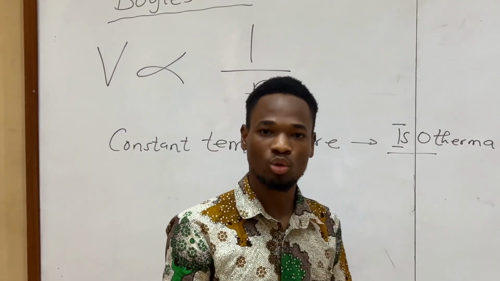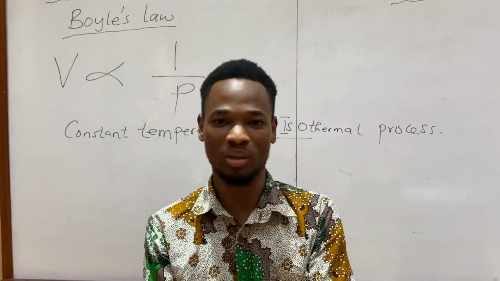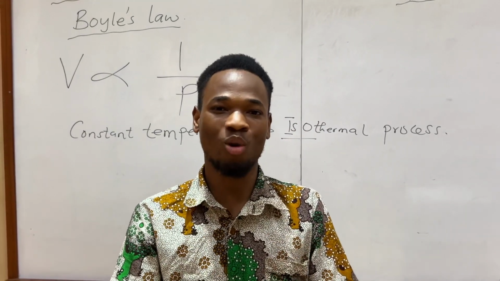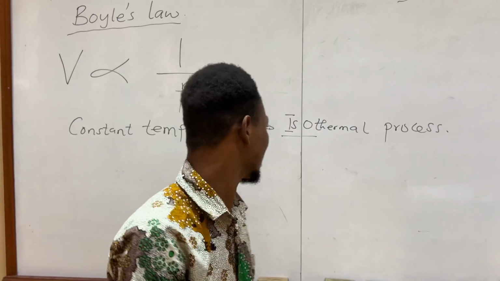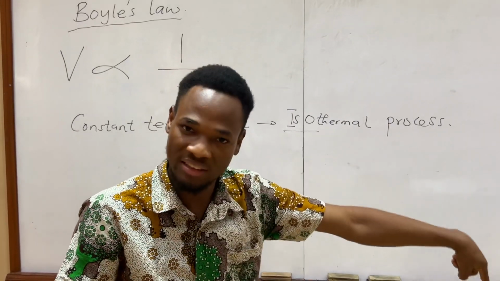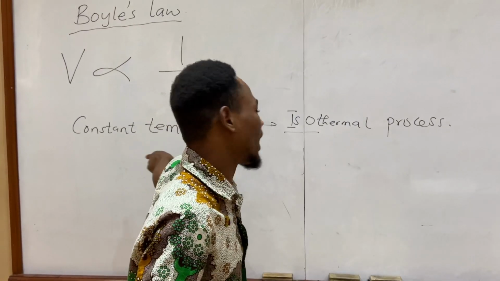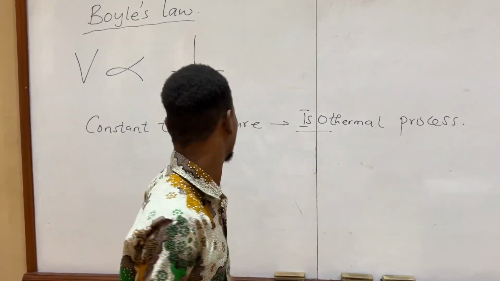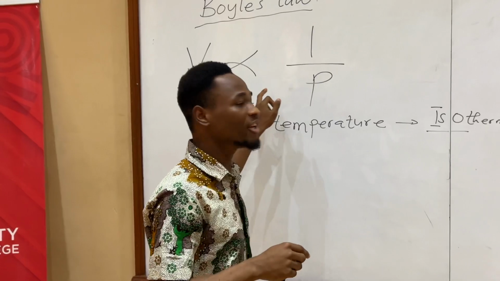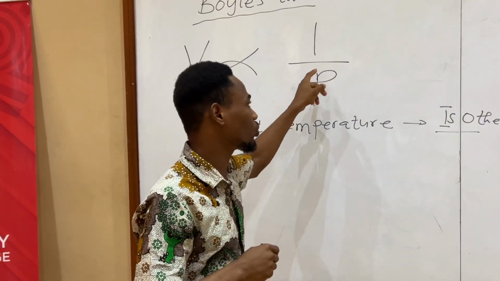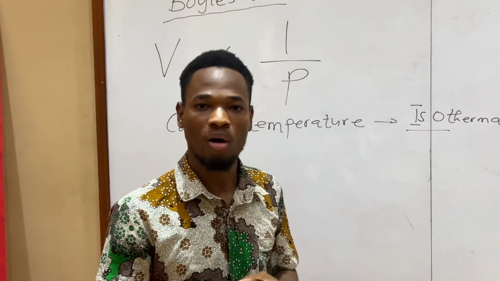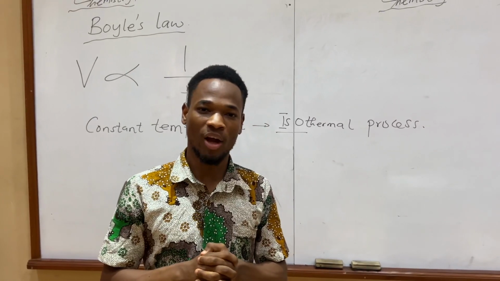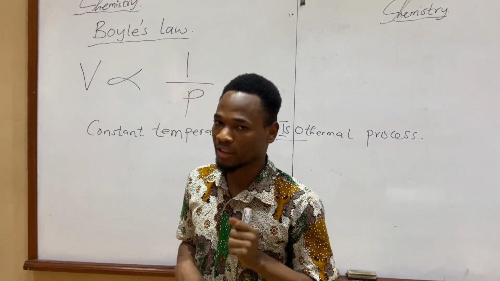Constant temperature. So someone can also define Boyle's Law this way: for a fixed mass of a gas at isothermal process, instead of saying at constant temperature, you can decide to say at isothermal process, the volume of the gas is inversely related or proportional to the pressure of the gas. Are you okay? So let us proceed.